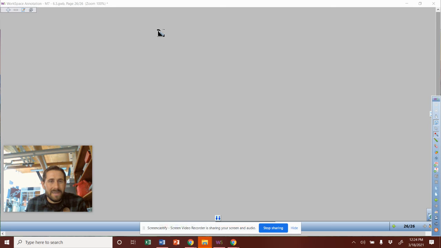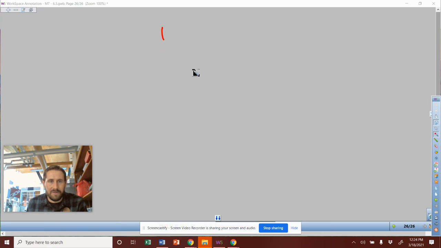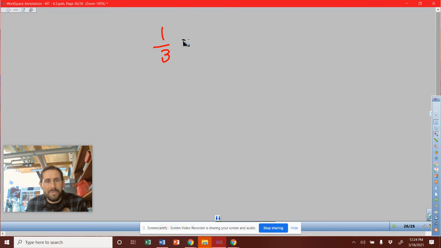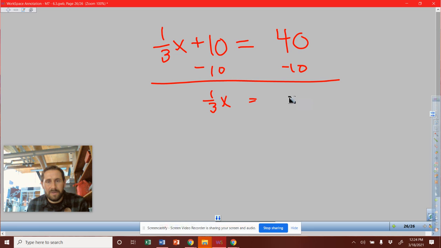Let's do another one really quick. If I had 1/2, let's not do 1/2 because those are easy to do in our head. Let's do 1/3 x plus 10 equals 40. We can't touch the fraction first. We do minus 10 and minus 10. Then we get 1/3 x equals 30.